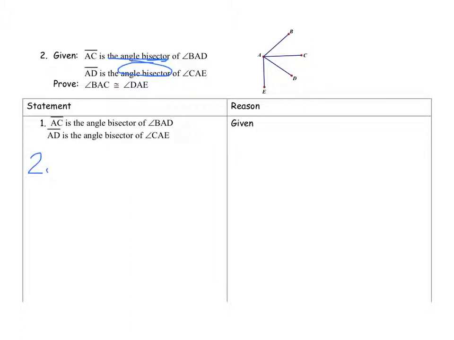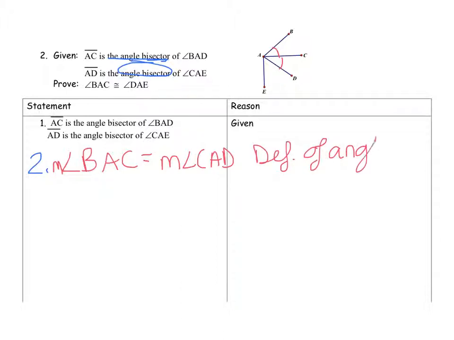So if you look at the picture, AC is the angle bisector of angle BAD. That means that angle BAC is congruent to angle CAD. So my statement number 2 is that the measure of angle BAC is equal to the measure of angle CAD, and that is by definition of angle bisector. And that's with the AC. You don't have to write that in, but just so that you know which one we're referring to in our given.